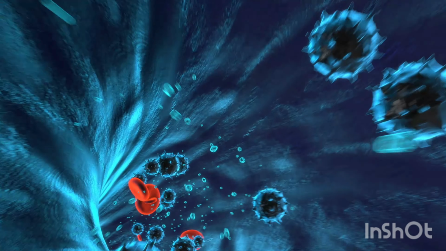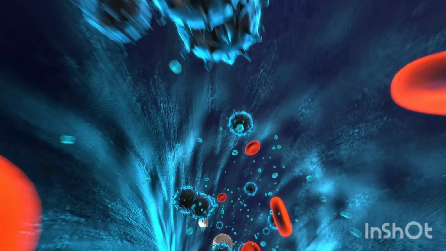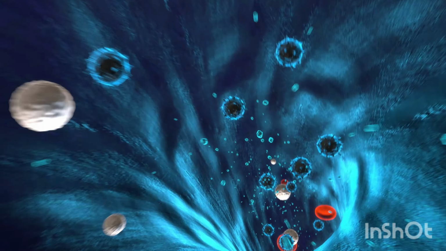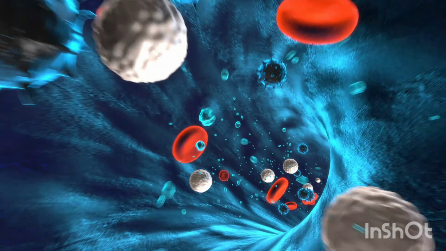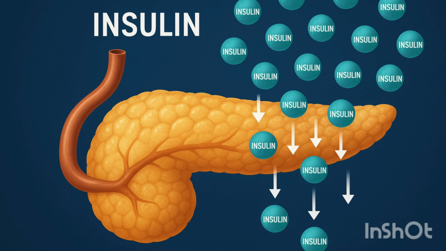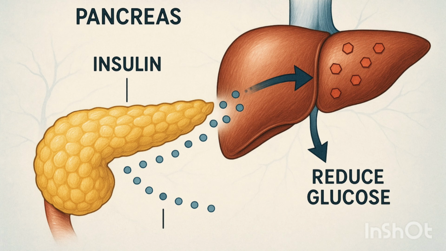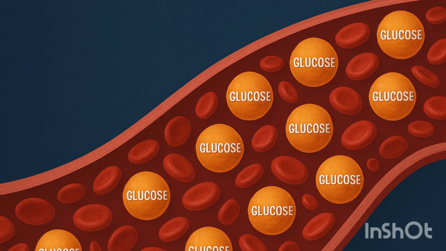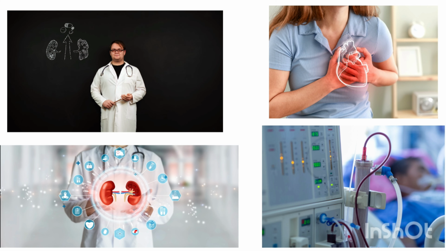Diabetes mellitus is a chronic condition that occurs when the body either cannot produce enough insulin or cannot effectively use the insulin it produces. Insulin is a hormone made by the pancreas that allows sugar, or glucose, to enter cells to be used for energy. When this process fails, glucose builds up in the bloodstream, leading to high blood sugar levels, which over time can damage the heart, kidneys, nerves, eyes, and other organs.